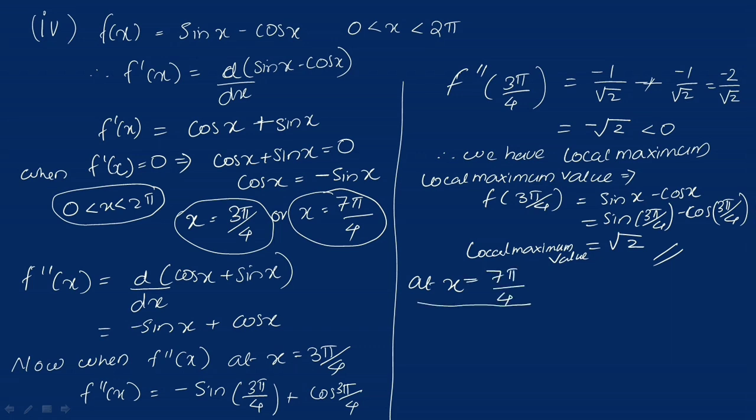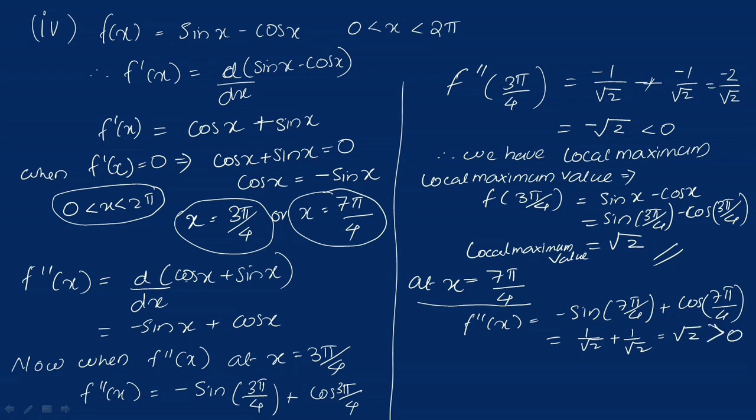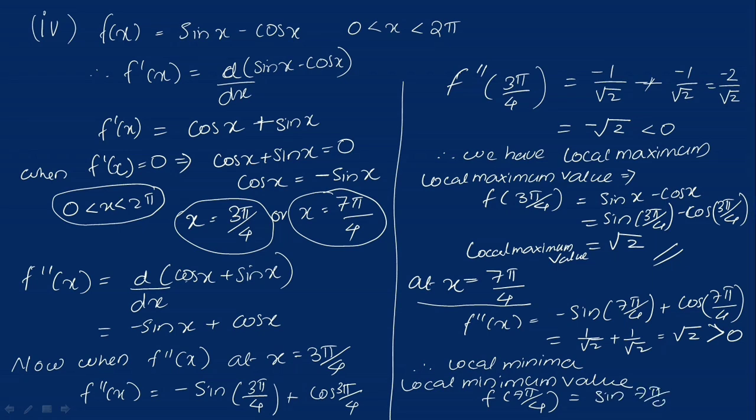Now at x equal to 7 pi by 4, we have f double dash of x, that is minus sin x plus cos x, right? Minus sin of 7 pi by 4 plus cos 7 pi by 4, that is minus of minus 1 by root 2 plus 1 by root 2. So we have the answer root 2, which is greater than 0. So we will have a local minima here. What is the local minimum value here? That is f of 7 pi by 4, which is equal to sin of 7 pi by 4 plus cos of 7 pi by 4. When we solve, we have the answer minus root 2.